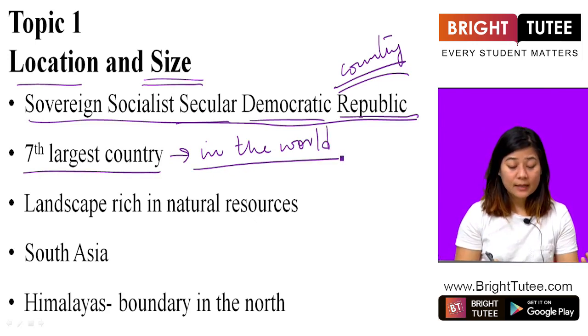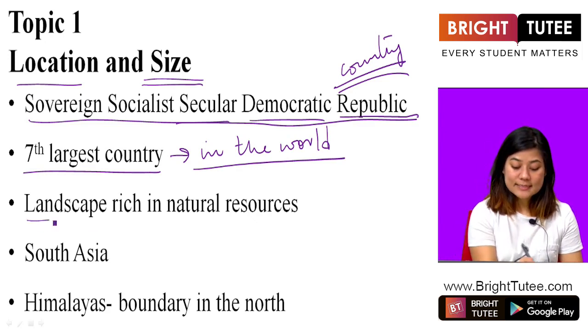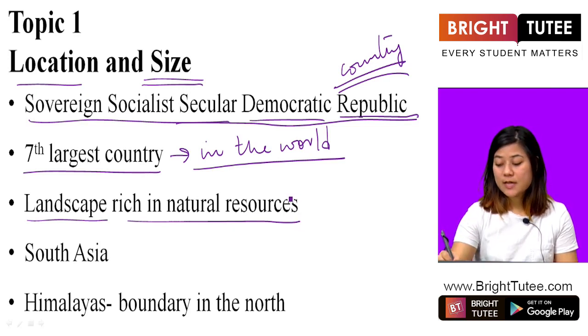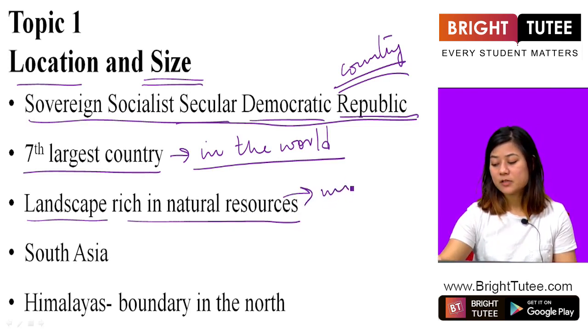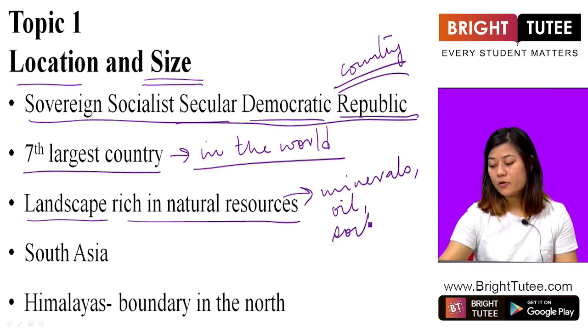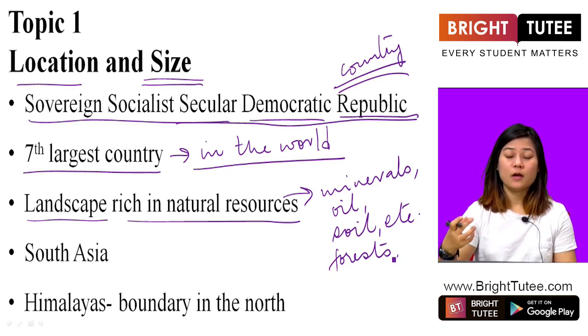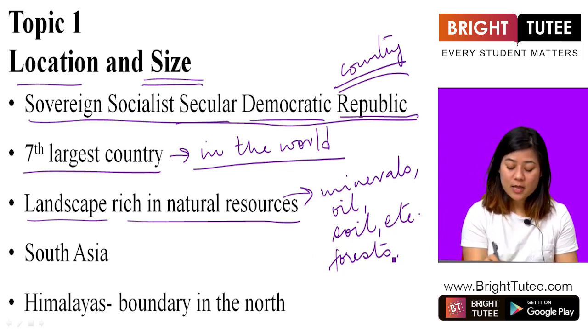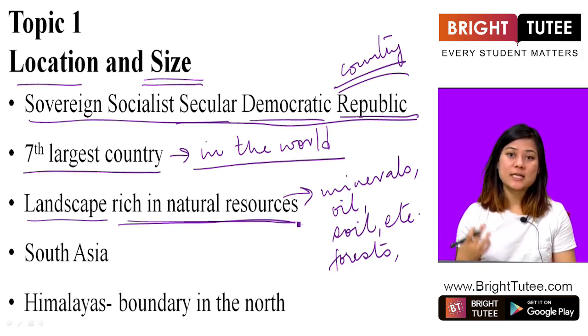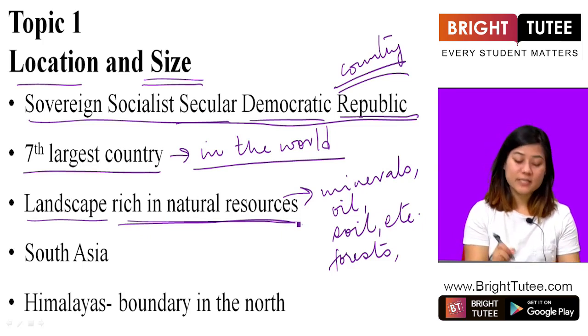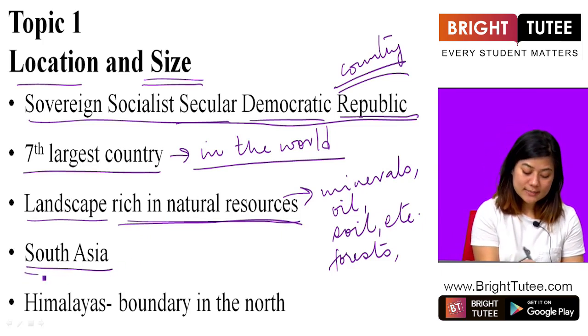Alright, and as we all know, the landscape of India is very rich in natural resources. There are many resources like minerals, oil, soil, etc. We can also say forests and all the other things that we derive from the forest. So India is very rich in natural resources. And India as a country falls in a region in Asia called South Asia.